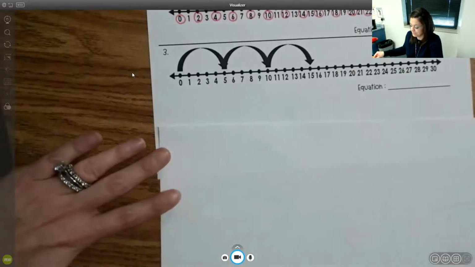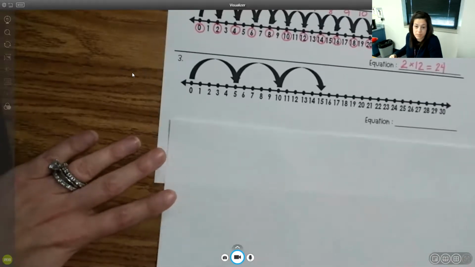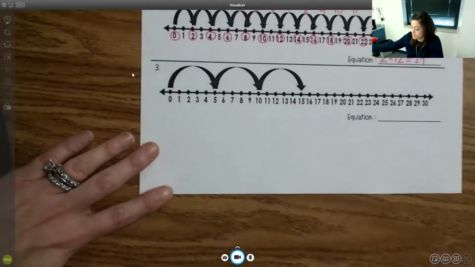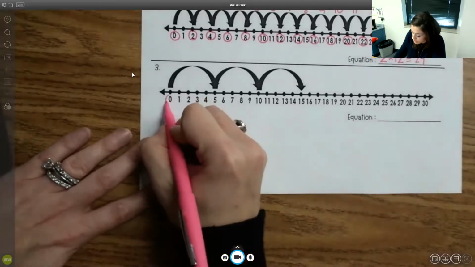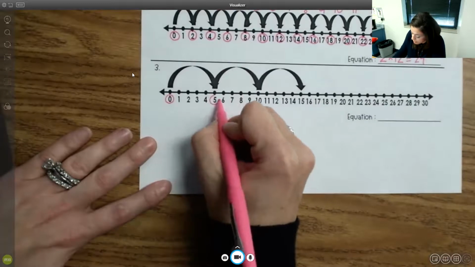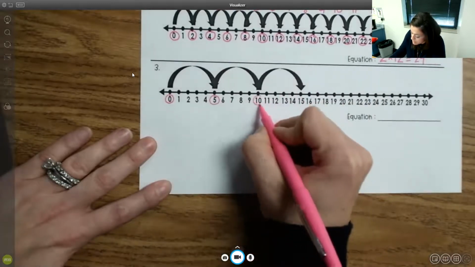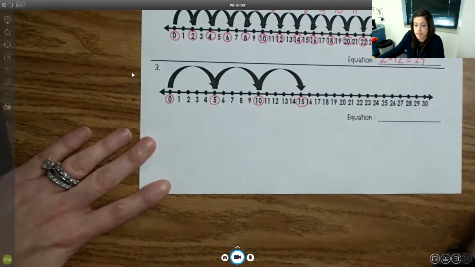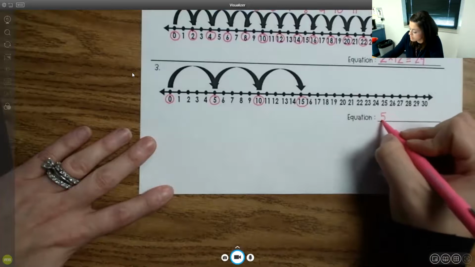Last one. What's the first thing we do? We figure out what we are counting by. So we are at 0, then we hit 5, we then hit 10, and then 15. So what are we counting by? 5s. We are counting by 5s.